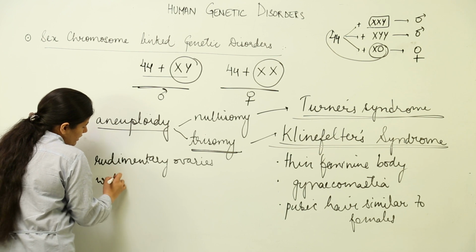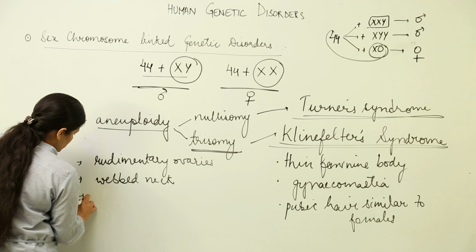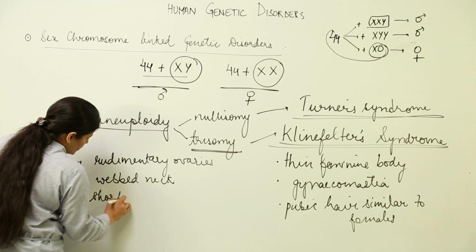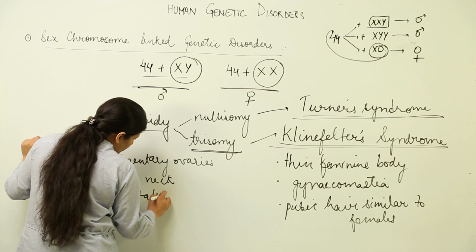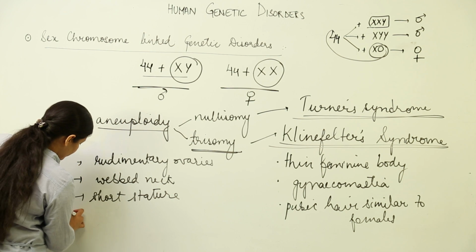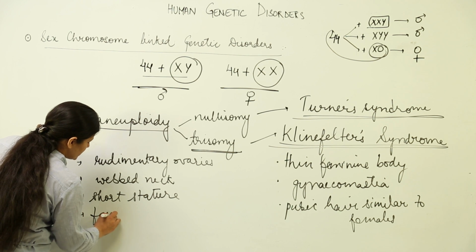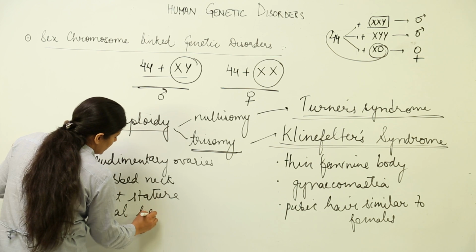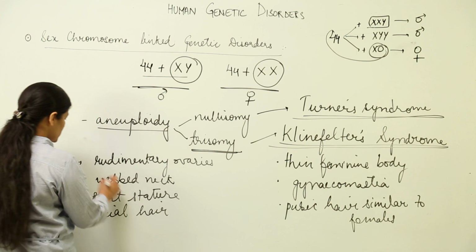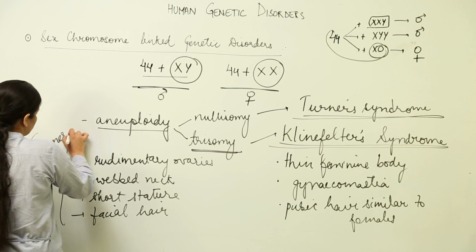There would be a condition known as webbed neck that would be present. She will have short stature, very short height, a low pitched voice like that of a male, and facial hair could be present as seen in the case of males. So these are the characteristics of Turner's syndrome.